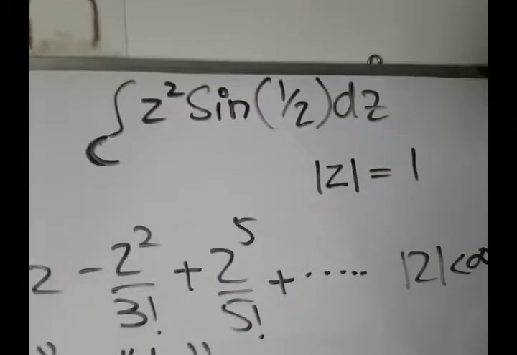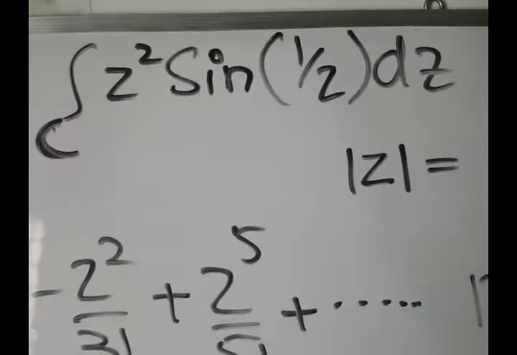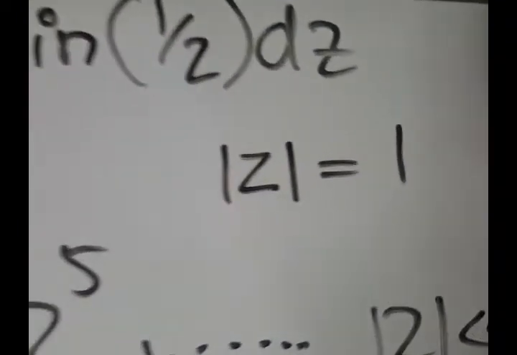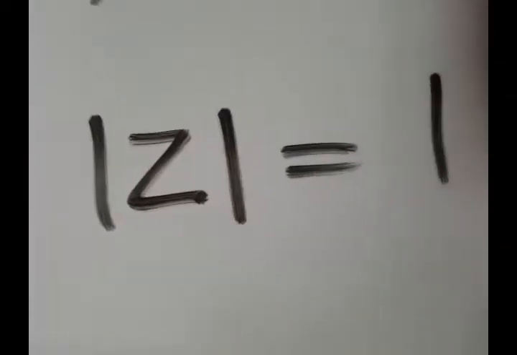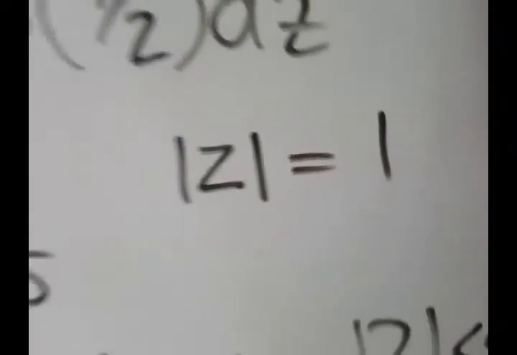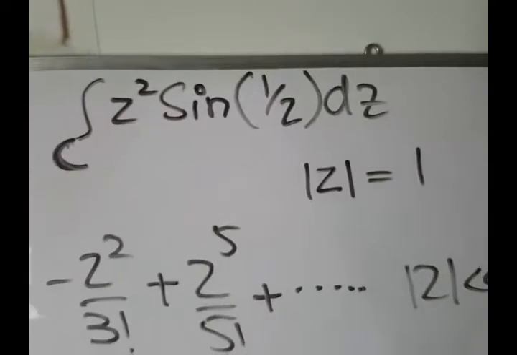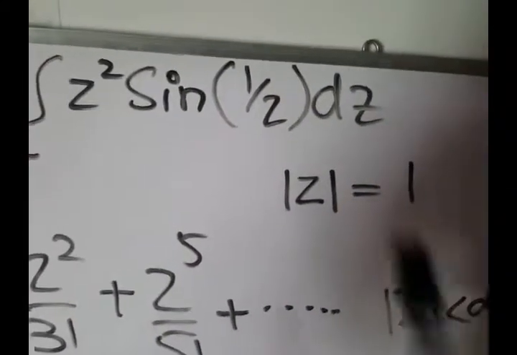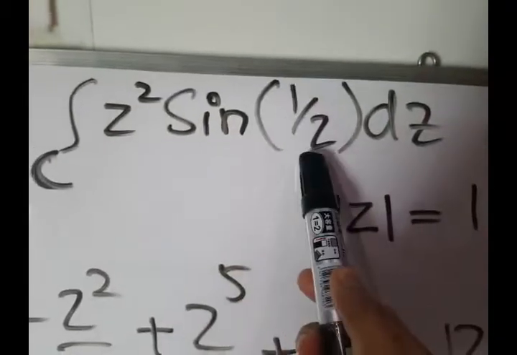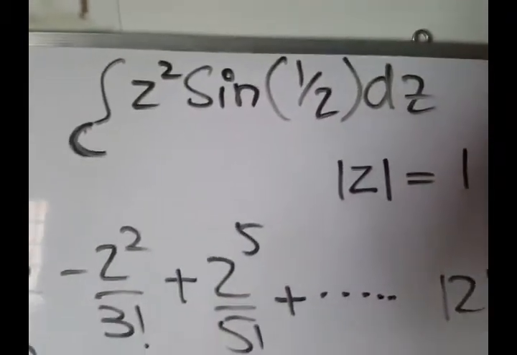Before starting, we must know what the problematic points are. For our contour, a unit circle centered at the origin with radius 1, we can clearly see that the only problematic point is 0, because by putting z equal to 0 here, we get sin(1/0), and that is undefined.